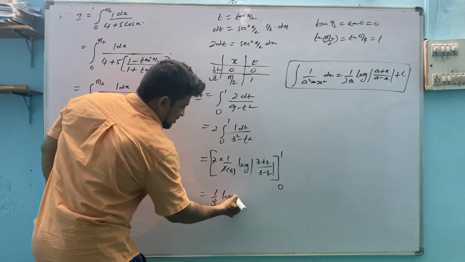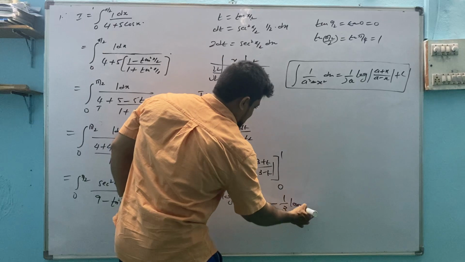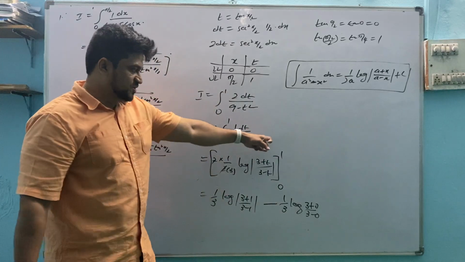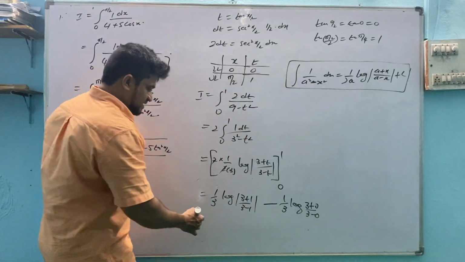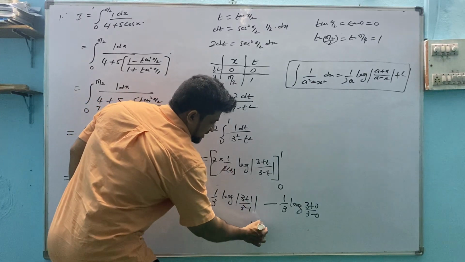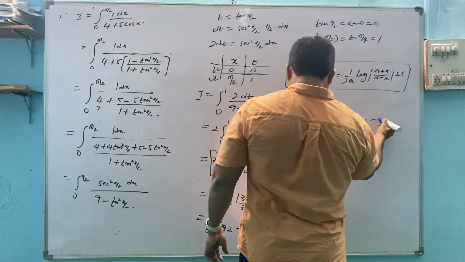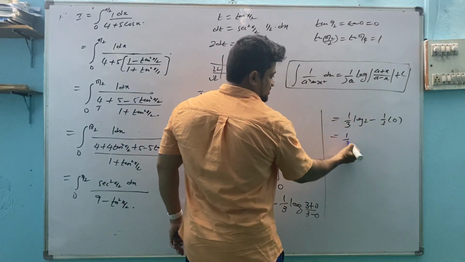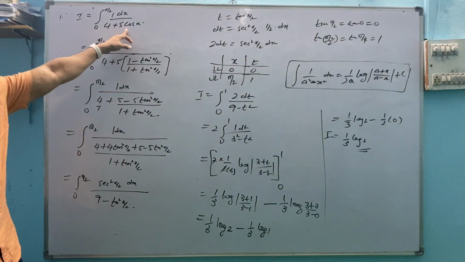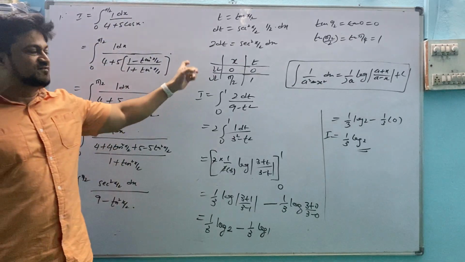1 by 3 log of (3 plus 1) by (3 minus 1) minus 1 by 3 log of (3 plus 0) by (3 minus 0). First we substitute the upper limit, then the lower limit by taking the minus sign. This is 1 by 3 log 4 by 2, which is 2, minus 1 by 3 log 3 by 3, which is 1. So the answer is 1 by 3 log 2 minus 1 by 3 into log 1, which is 0. So this is 1 by 3 log 2. What we have done: by seeing a single trigonometric value, cos or sin, in the denominator, convert in terms of tan. This is the previous method itself, only limits are extra given to us.